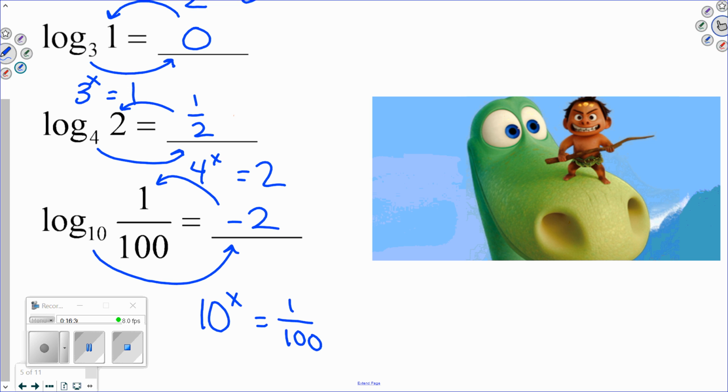Guys, real quick, do me a favor. In your calculator, since we're talking about it, let's talk about it right here. I want you guys to type in log. Hit your log button, and then type in 1 over 100. Type it in as a fraction or put it in parentheses, either way, and hit equals.